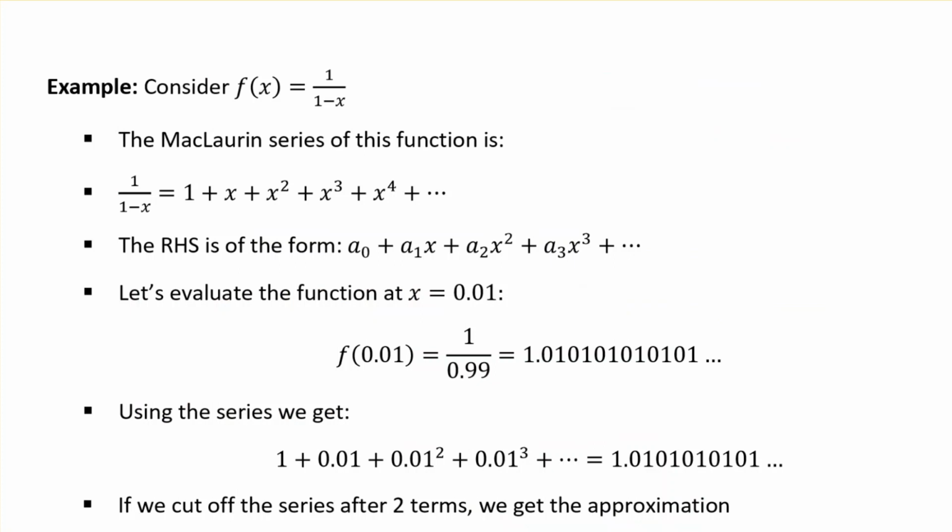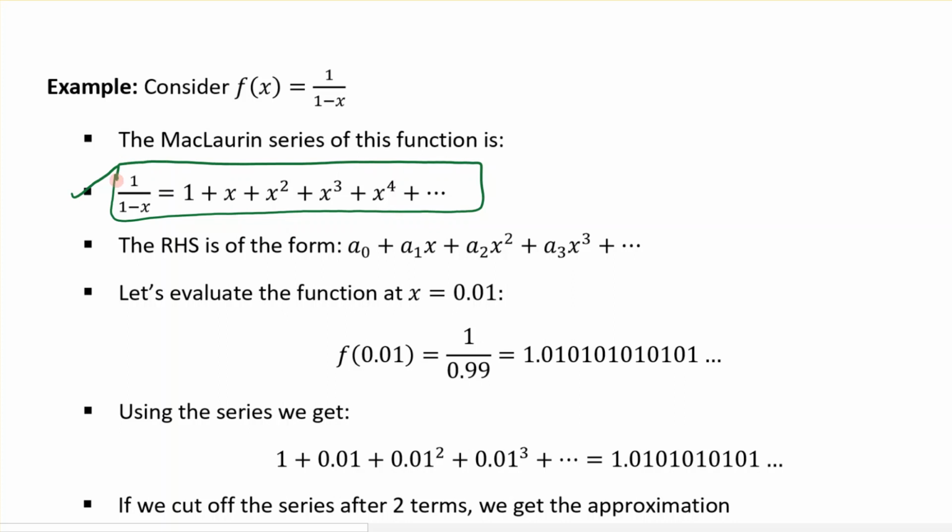So let's consider the function f(x) = 1/(1 - x). And the Maclaurin series of this function is given by 1 + x + x^2 + x^3 + x^4, and so on. This one is very easy to find. You simply do the long division and you can find this series. You can try if you want.